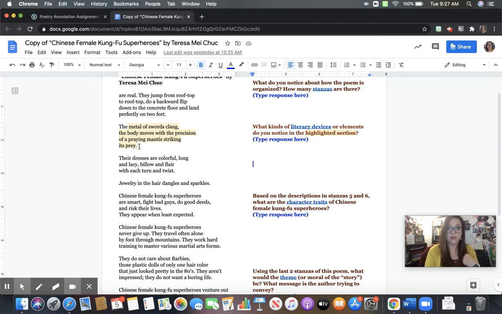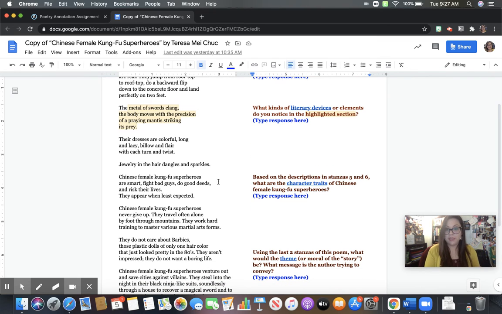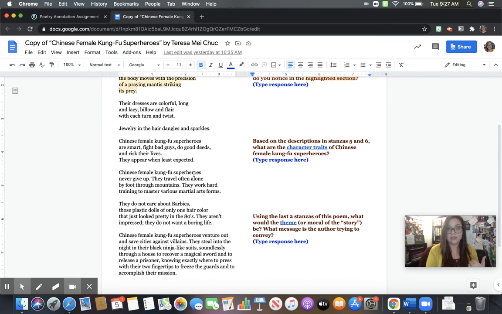Right, the metal of swords clang. The body moves with the precision of a praying mantis striking its prey. And then based on the descriptions in 5 and 6, you'll notice how they repeat, right? Chinese female Kung Fu superheroes are this, or they never give up. What are the character traits of them? And if you don't remember that, that's also hyperlinked. And then the last 2 stanzas really give you the kind of moral of the story, or the theme, or the lesson. What message are we trying to get here, right?